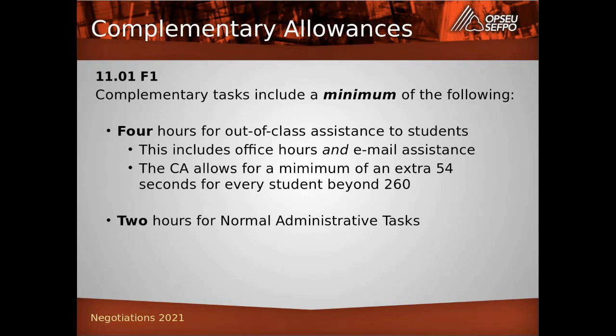Beyond out-of-class assistance, the other minimum allowance in our collective agreement is the 2 hours for normal administrative tasks. Once again, that's a minimum. I can see any number of cases in which a manager may find it necessary or desirable to give professor or professors more than 2 hours for normal administrative tasks.